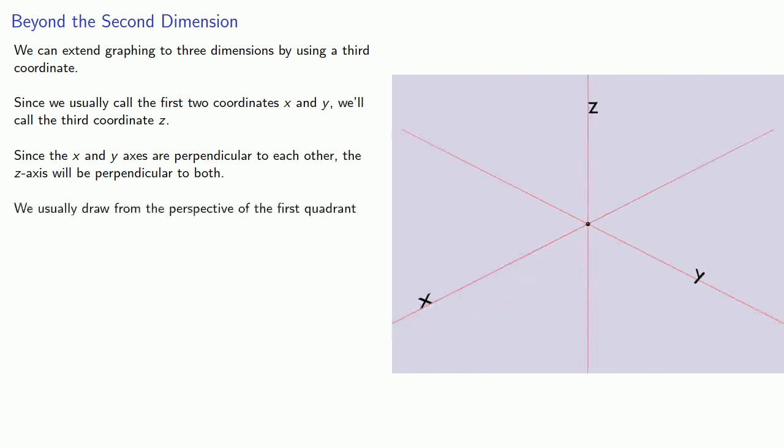And we usually draw from the perspective of the first quadrant. Wait, no, that's because the plane is split into four regions. We call them quadrants. Now space is split into eight regions, so we'll call this the first octant. Now, even though this is the first octant, nobody ever talks about the others, in part because we can't agree on how to number them.